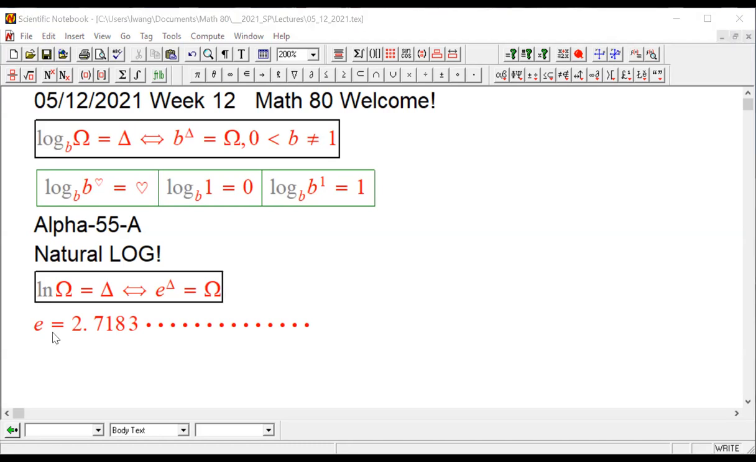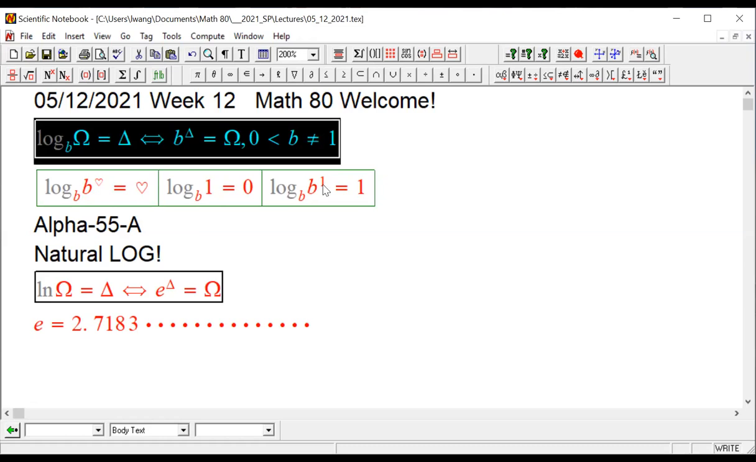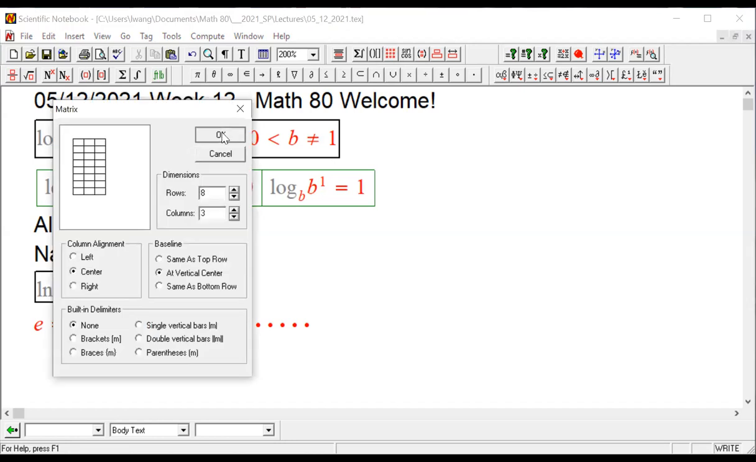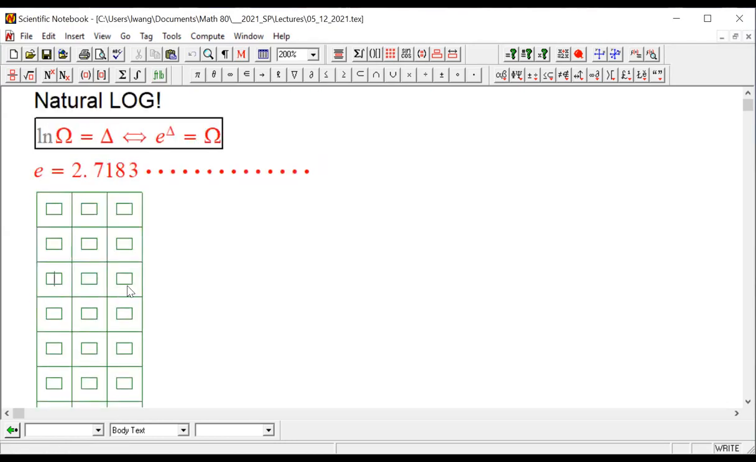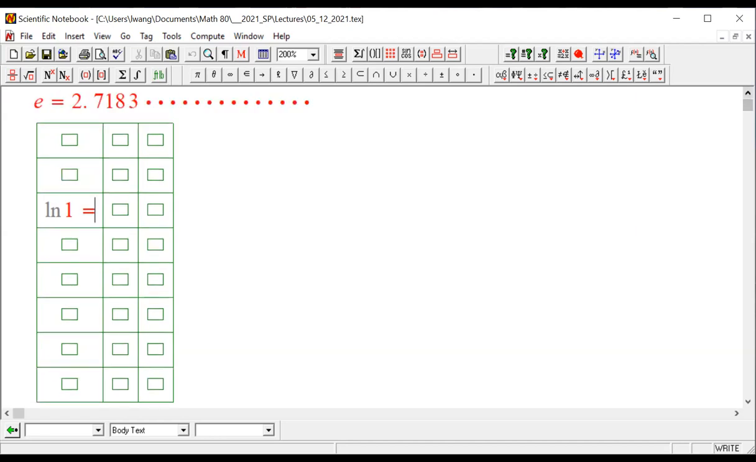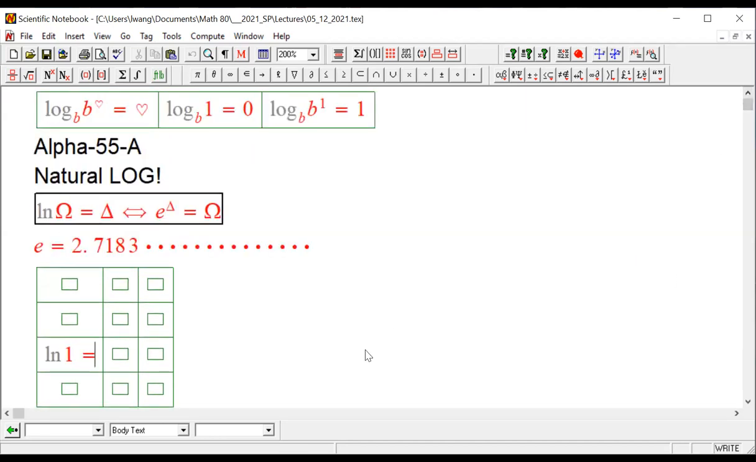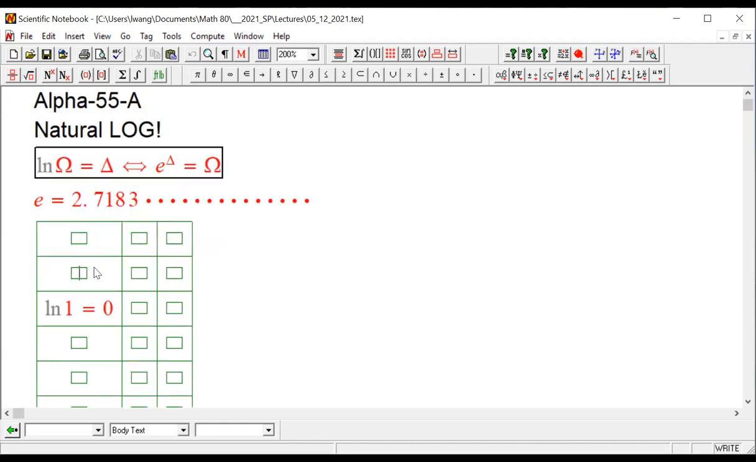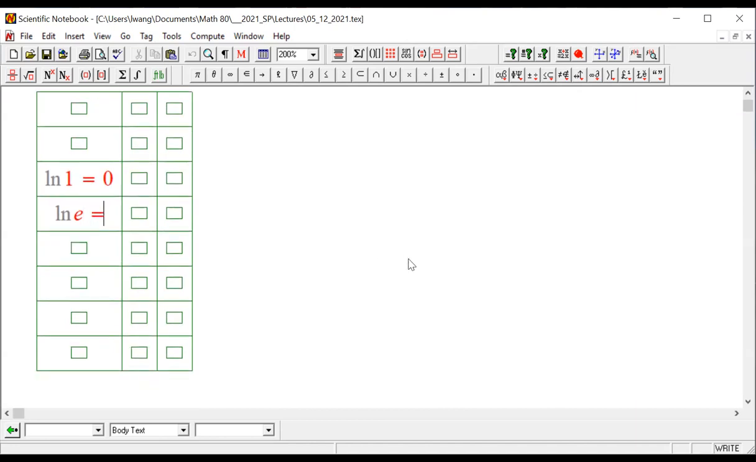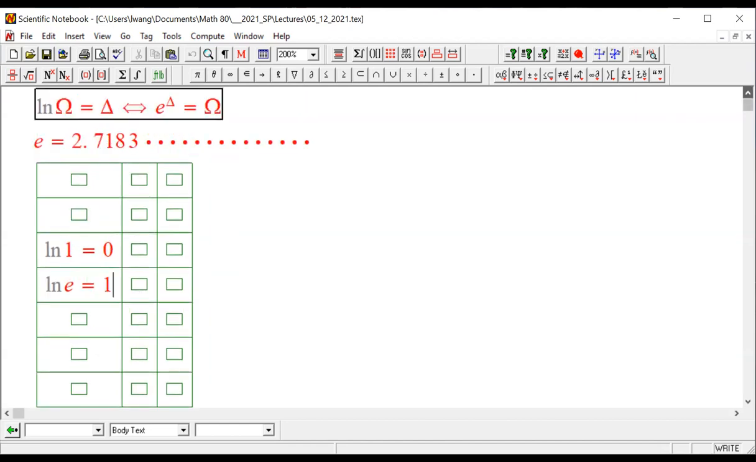With all of these studies and discoveries we have found, I'm going to make another table for you to work on. First of all, what would be ln 1? Base E. Well, if this is E, ln 1 is going to be zero. So ln 1 is zero. How about ln e? Ln e is going to be one, just like what we have done before.